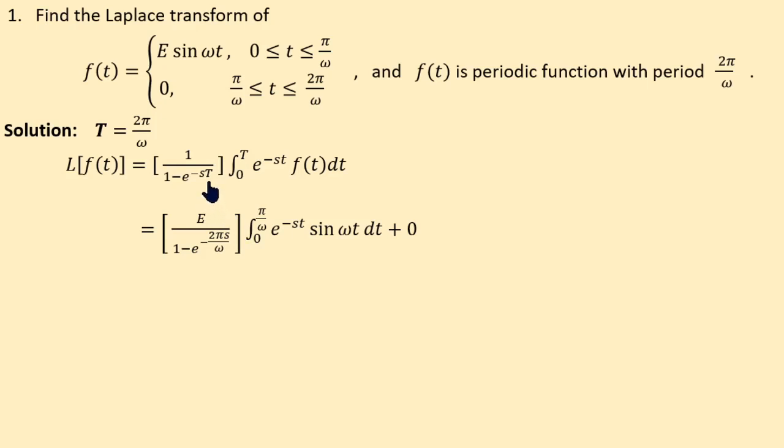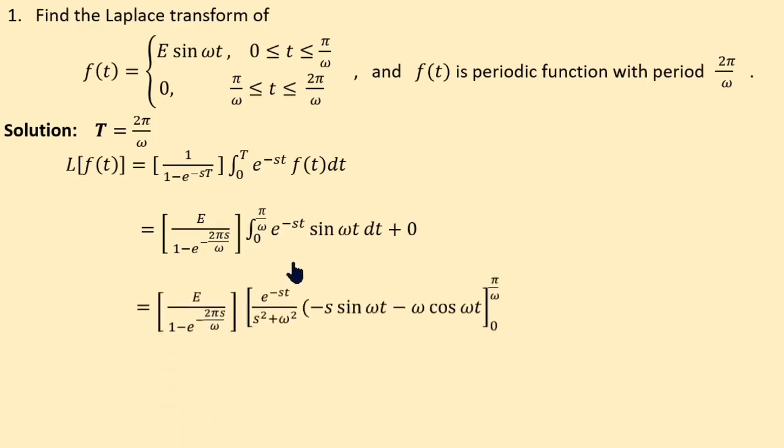Therefore, 1 by 1 minus e power minus 2 pi s by omega, since capital T is 2 pi by omega, multiplied by s in the exponent, in the denominator, and the integral 0 to 2 pi by omega is split into two parts. One is 0 to pi by omega of e power minus st, f(t) is e sin omega t, e is taken outside, sin omega t dt, plus pi by omega to 2 pi by omega, where f(t) is 0, so that integral is 0.